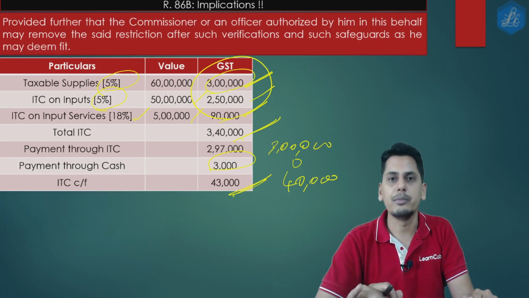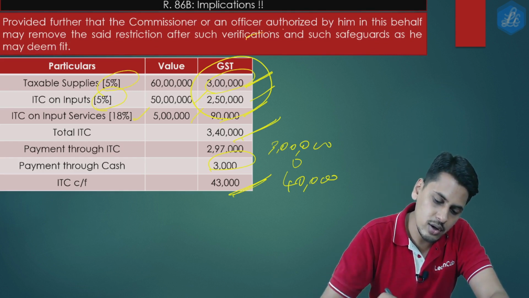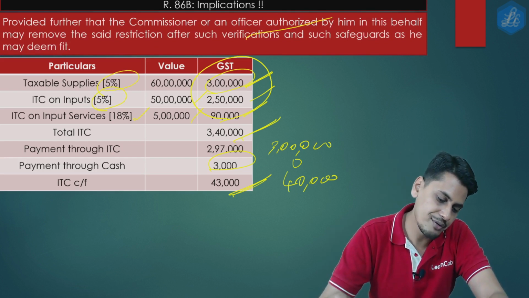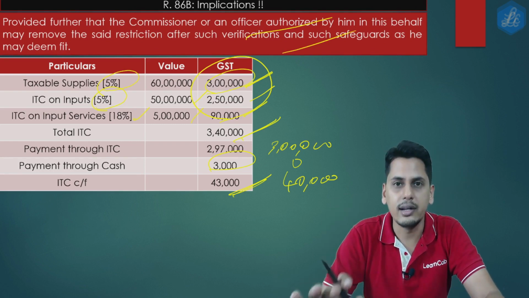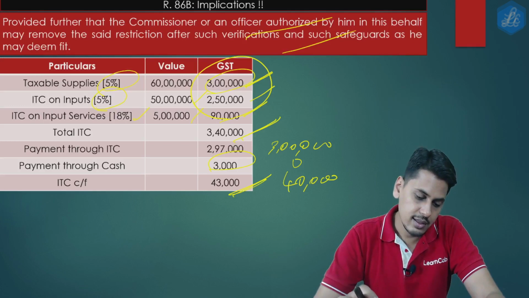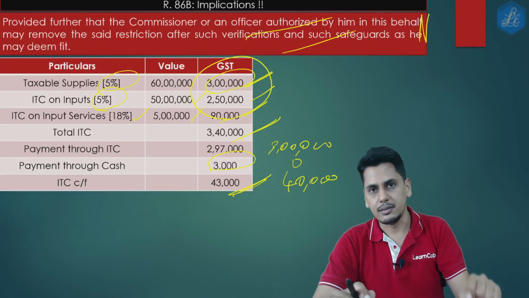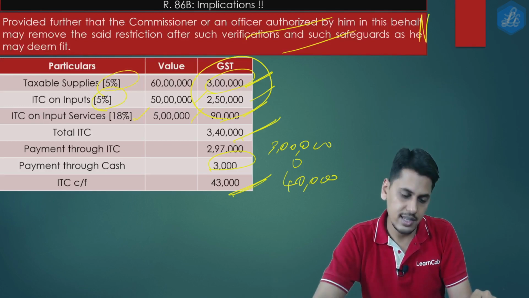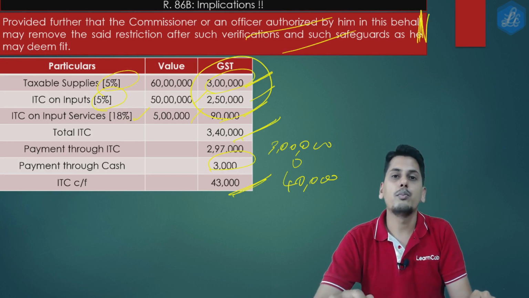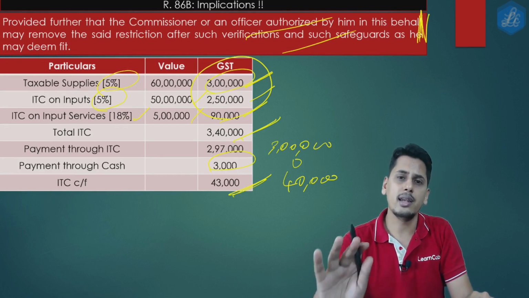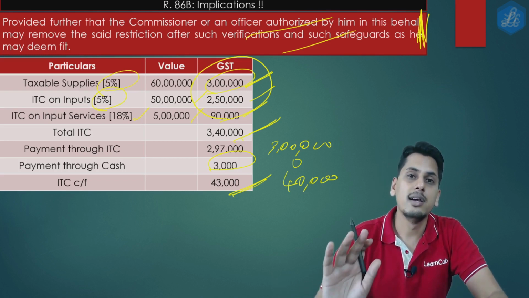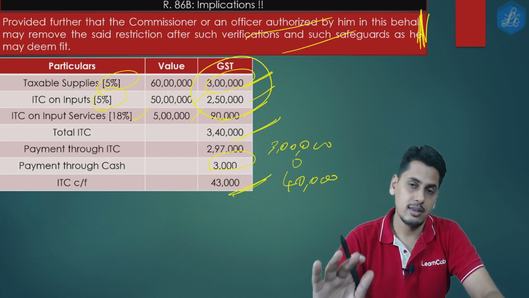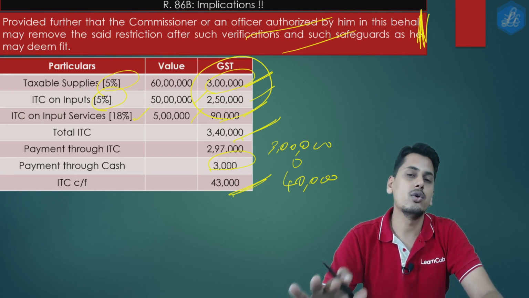Let's go to the commissioner. Provided that the commissioner or an officer who is authorized by him in this behalf may remove the said restriction after such verification and such safeguards as he may deem fit. So friends, these are the cases where we have seen that this power needs to be exercised. You need to make an application to the authorized officer and get Rule 86B relaxed for you. Otherwise your working capital is going to be impaired.